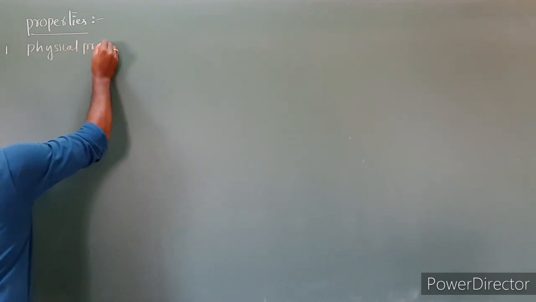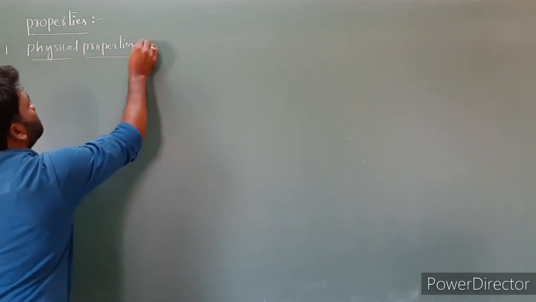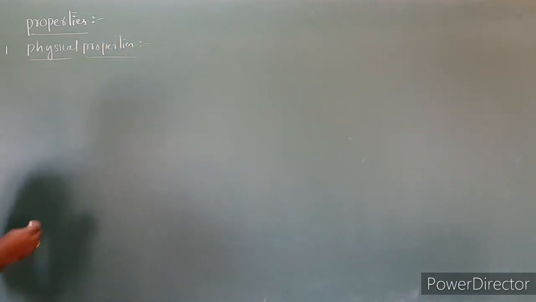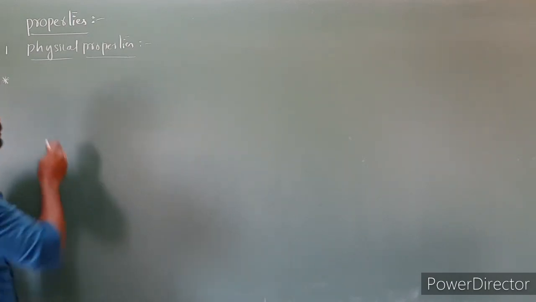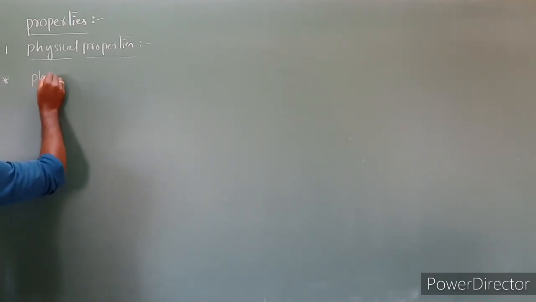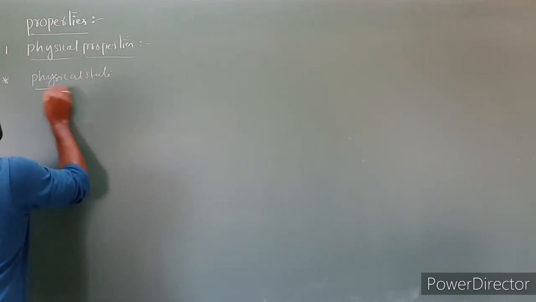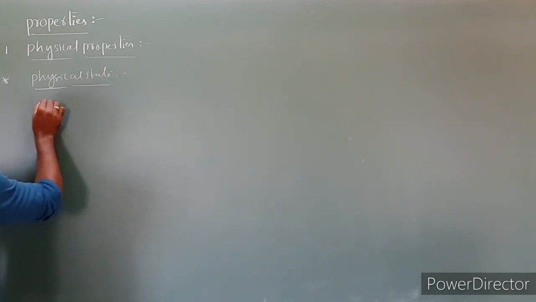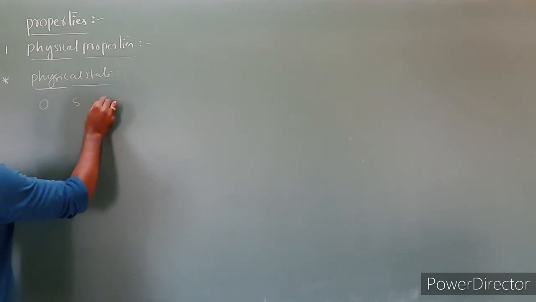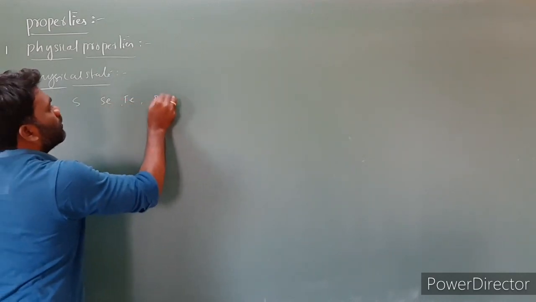Physical properties of group 16 elements. In the physical properties, the first one is the physical state of group 16 elements. So we have the group 16 elements: oxygen, sulfur, selenium, tellurium, and polonium.